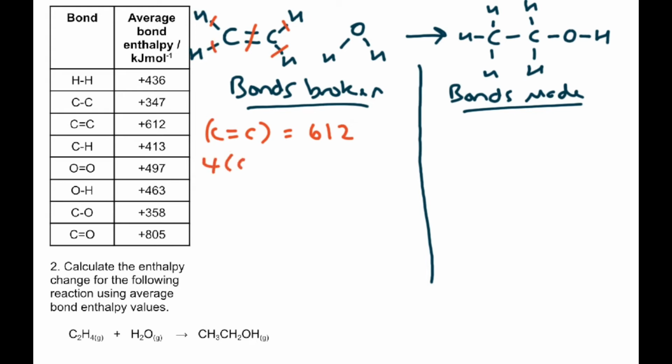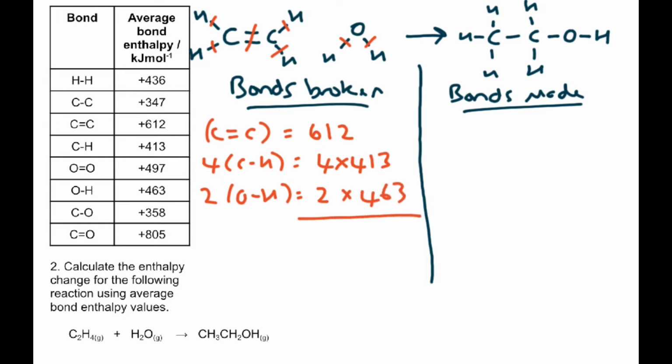Breaking 4 C-Hs, so we've got 4 C-Hs, and that needs 4 times 413. And we're breaking 2 O-Hs, so that's 2 times 463. And then total that whole side up, and it should come to 3190. Okay, and then do the same with the bonds made.